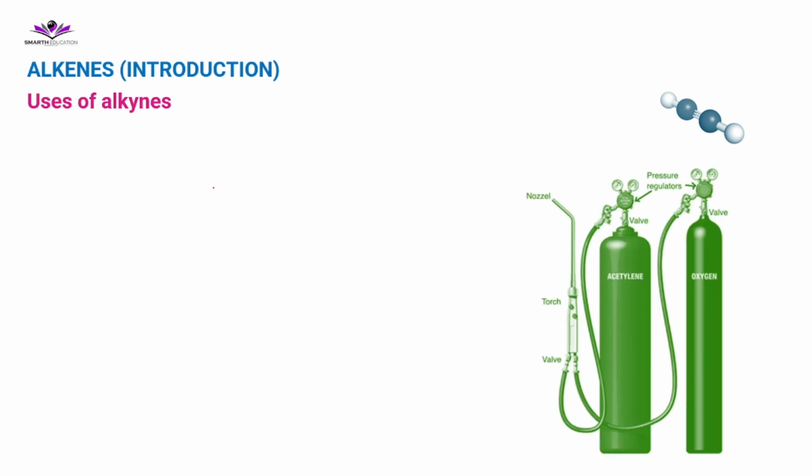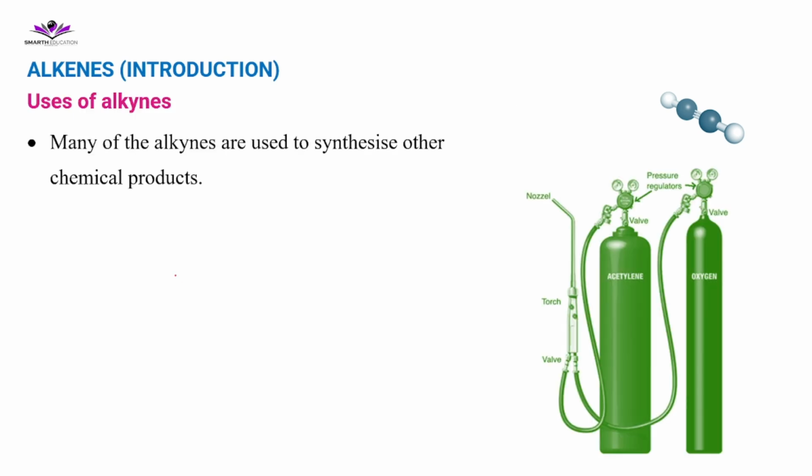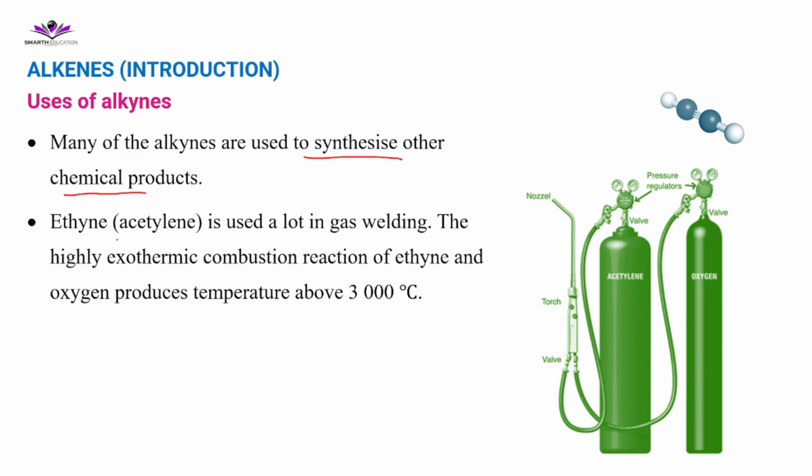Then what are the uses of alkynes? Amongst many uses of alkynes, they are used to synthesize other chemical products. So alkynes are used to synthesize other chemical products, just like the alkenes. The other use is where it is used for gas welding.